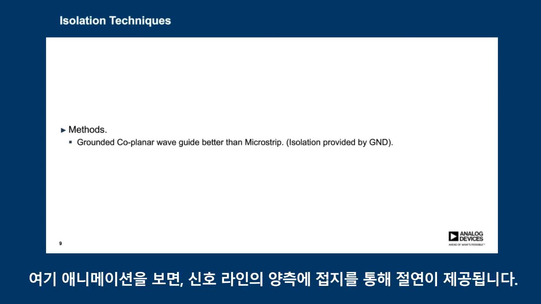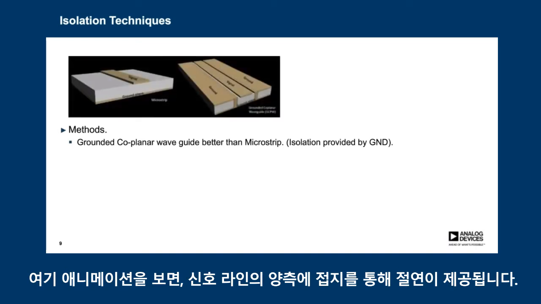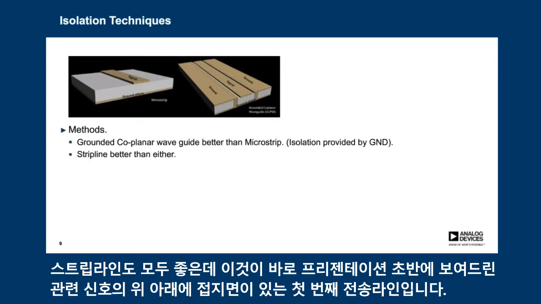And as the animation shows up here, the isolation is provided by the ground to either side of the signal line. A strip line is better than either, so that's the first transmission line we showed at the beginning of this presentation, where we have a ground plane over and below the relevant signal.